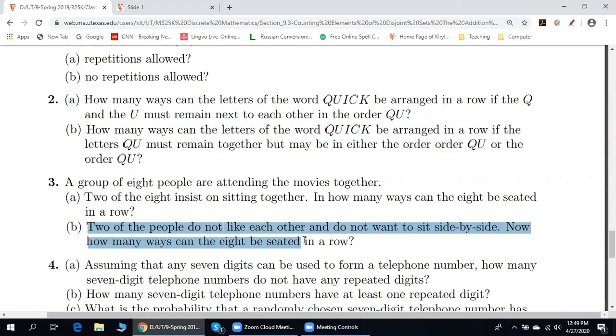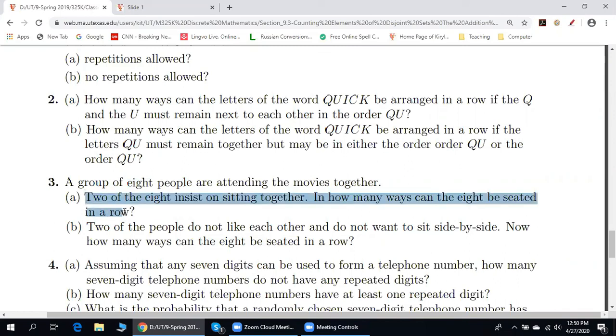How about 3b? 2 of the people do not like each other and do not want to sit side by side. Now, how many ways can the 8 people be seated in a row? How do we do this? 8 factorial minus 2 times 7 factorial by the difference rule. Exactly, we use the difference rule: 8 factorial, the number of rearrangements of 8 people, minus the answer for A, 2 times 7 factorial.